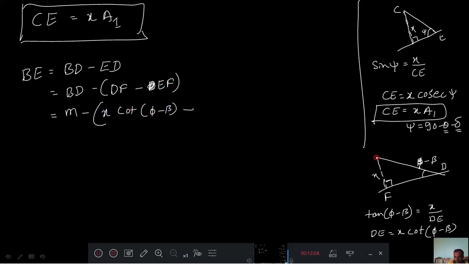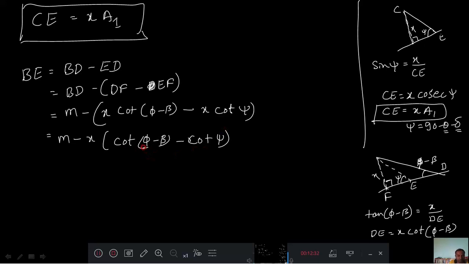What is EF? Now we have one more line here. This is your E and this is your EF. Now we are interested in EF. Then this angle is psi angle. It's already there in the diagram, you can see. Then this will be x cot psi. Then M and x minus, x is taken common: cot of phi minus beta minus cot psi. Now phi is a constant, beta is a constant, psi is a constant. Therefore I can write it as (M minus x) into A2. A2 is what? One more constant. Therefore BE I got it.